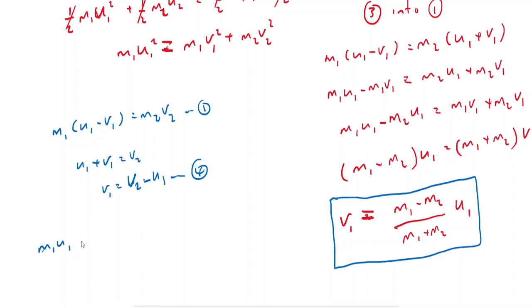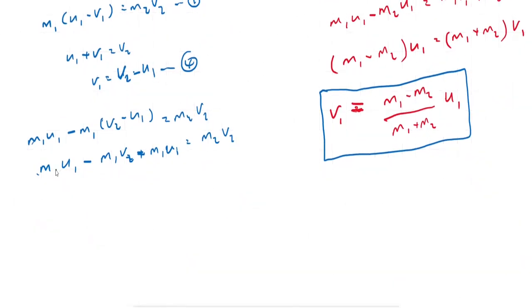You end up with M1 U1 minus M1, where you see V1 you put V2 minus U1, and then you have M2 V2. So you end up with M1 U1 minus M1 V2, and then minus and minus makes plus, so plus M1 U1, equal to M2 V2. From here, a little bit of maths: this and that are twice, so this is 2 M1 U1 equal to M1 V2 plus M2 V2. I'm going to solve for V2 and skip some steps. You end up with V2 equal to 2 M1 divided by M1 plus M2, times U1.